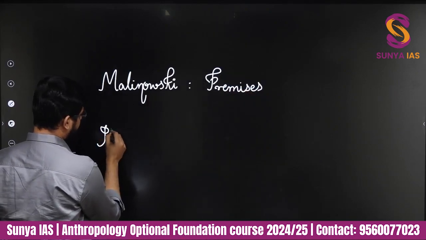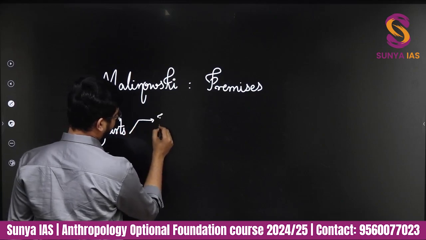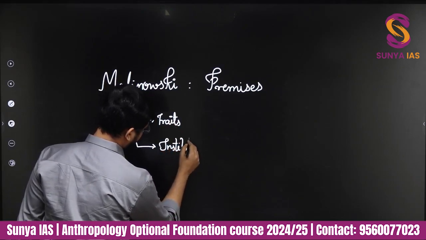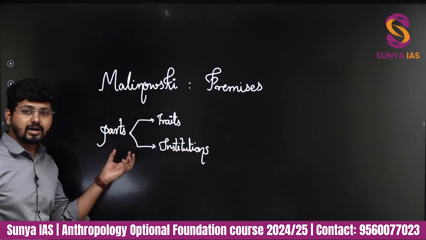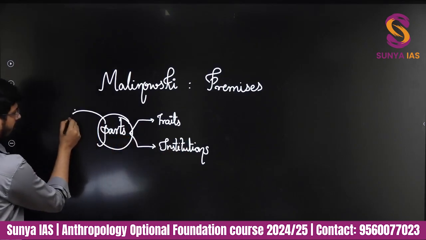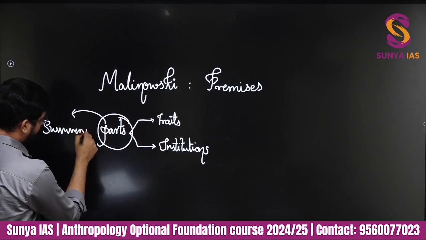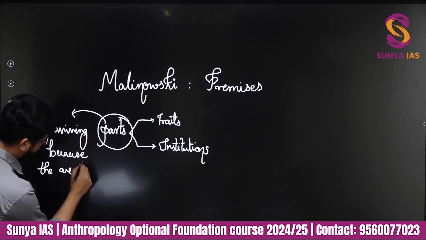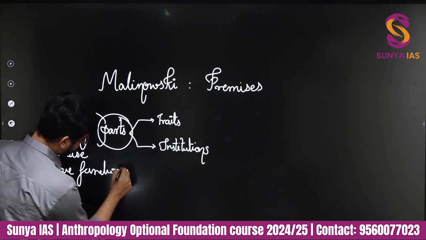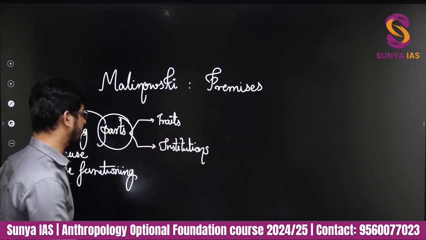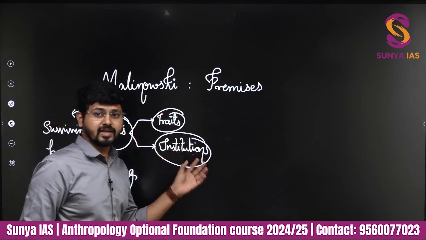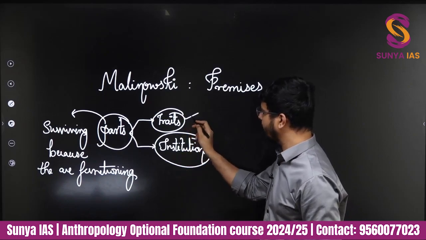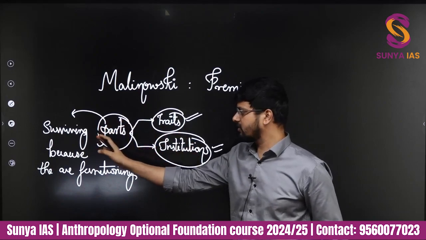So there are parts, and parts according to him are either traits of the culture or institutions. Parts are present, or surviving, because they are functioning. So the parts can be traits or institutions. He says that within the culture the basic tenet is traits, and several traits combine to form customs and thereby institutions and thereby society. Every part functions, and why is it functioning? Because it has to survive.